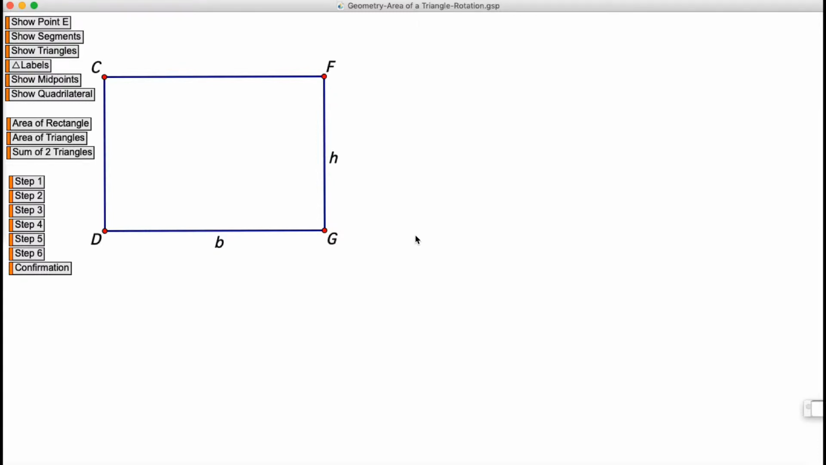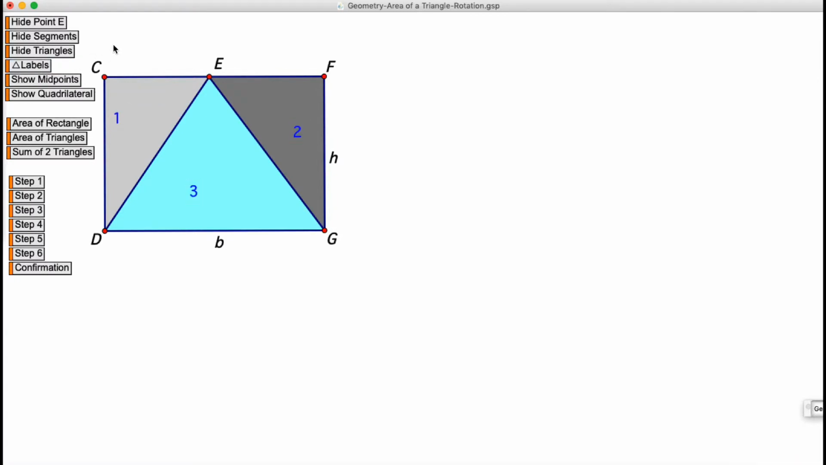And it may shock you to see a rectangle on the screen and to know that the area of a triangle comes directly from the area of a rectangle. But let's take a look at this. I'm going to start by picking a point E somewhere along the top edge of my rectangle. And then I'm going to form triangles by connecting point E to the lower vertices of my rectangle, points D and G, like such. And then I can identify 3 triangles within my rectangle. And I'm going to label these triangle 1, triangle 2, and triangle 3.